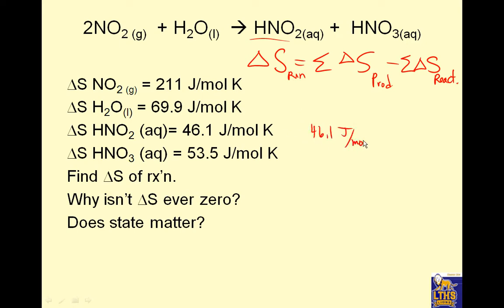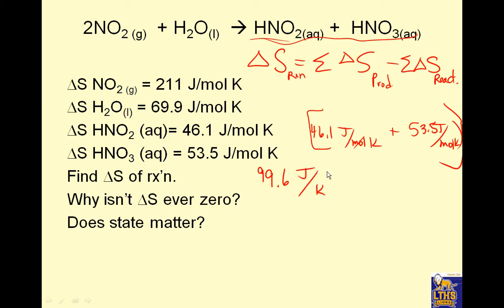46.1 joule per mole Kelvin, times the coefficient of 1, which cancels out the moles, plus the 53.5 joule per mole Kelvin. So what I'm doing is calculating the delta S for the products right now. And so far I get 99.6 joule per Kelvin. So that's the delta S of the products, minus the delta S of the reactants.